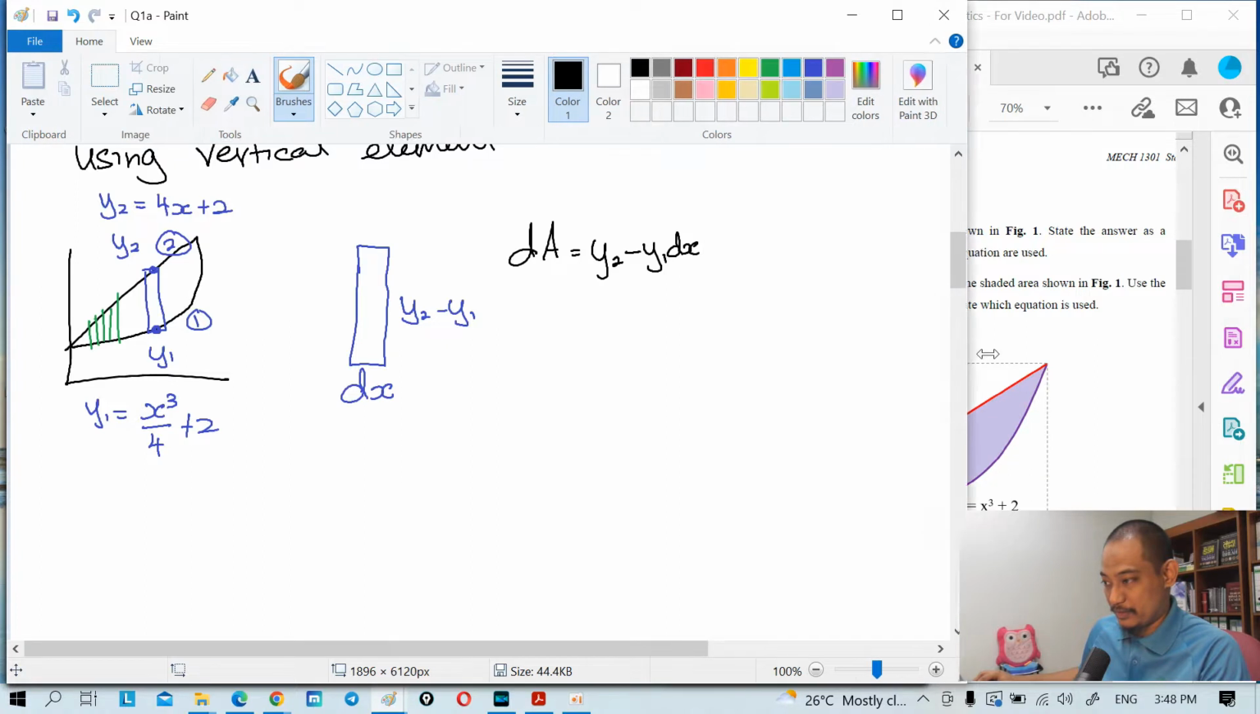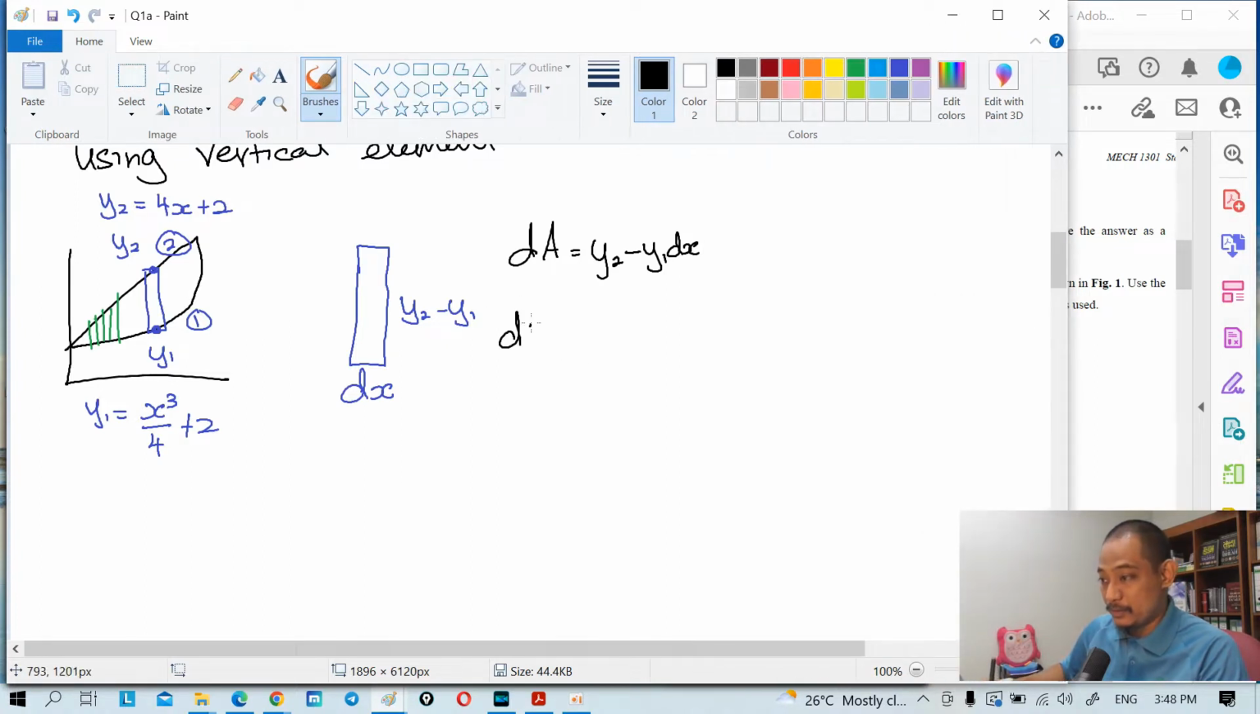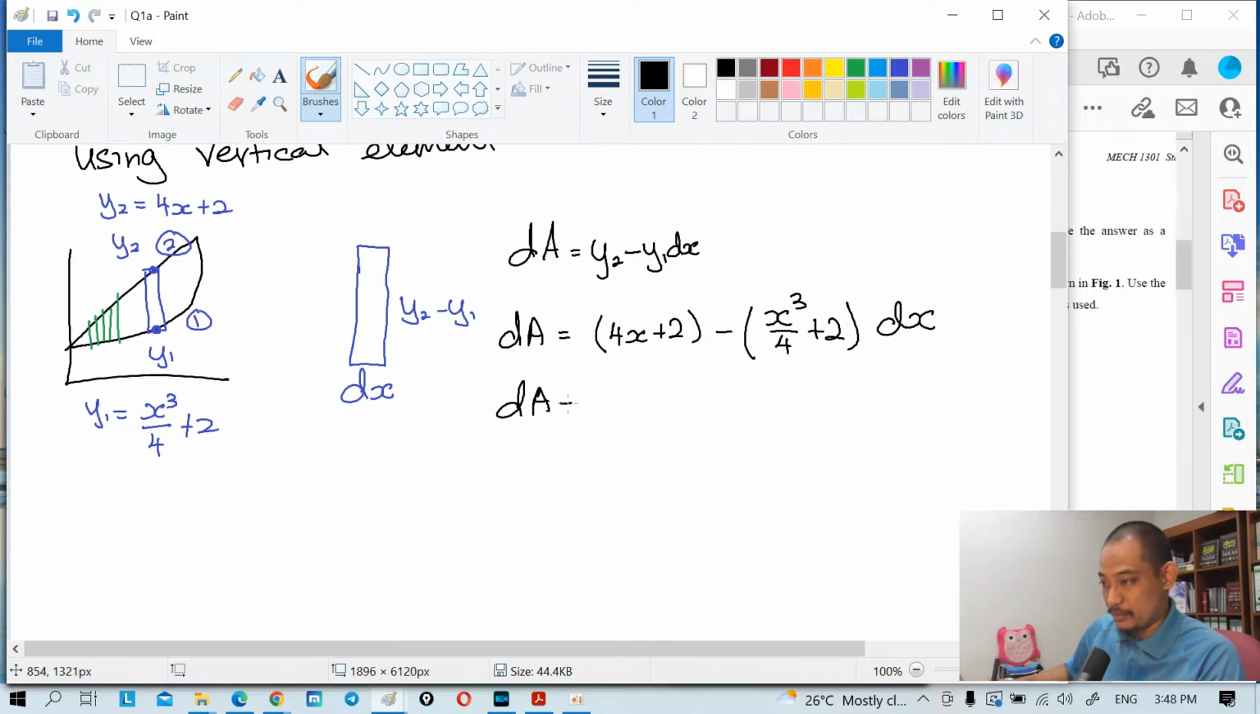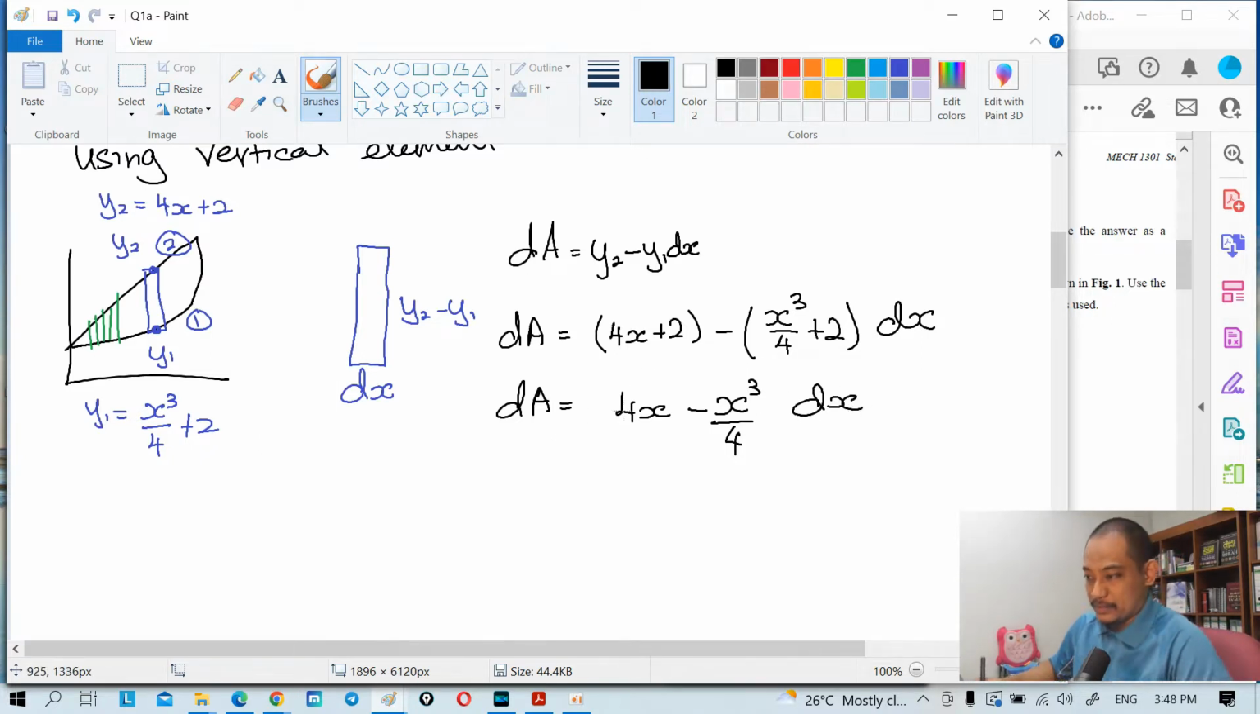Okay, so we can calculate. dA equals y2, which is up here, 4x plus 2, minus y1, which is down there, x cubed over 4 plus 2, and then the whole thing dx. If you resolve this, you get 4x, there's no x in the other term, so minus x cubed over 4. The 2 minus 2 cancel each other, right? So you basically get dA equal to 4x minus x cubed over 4 dx.